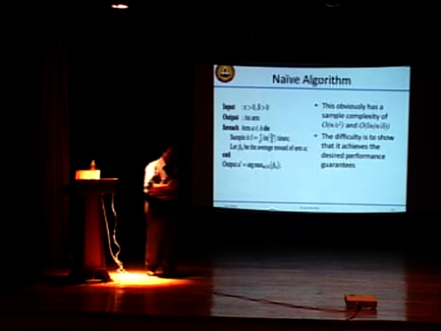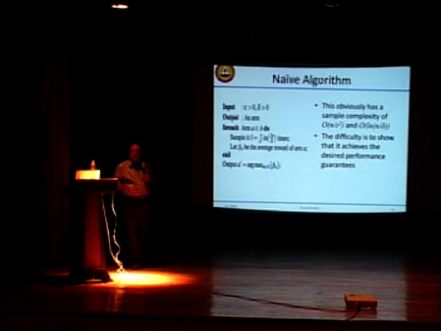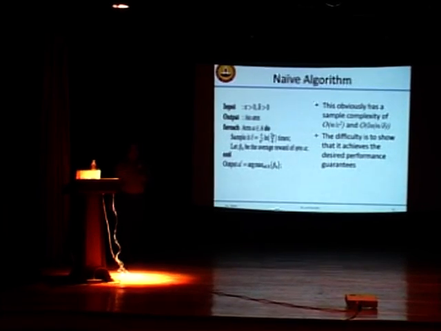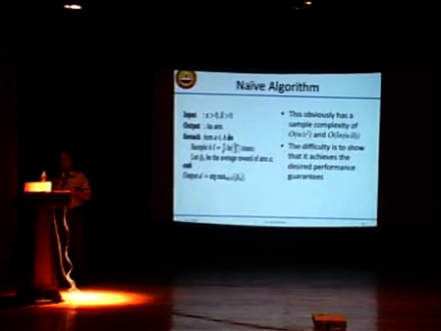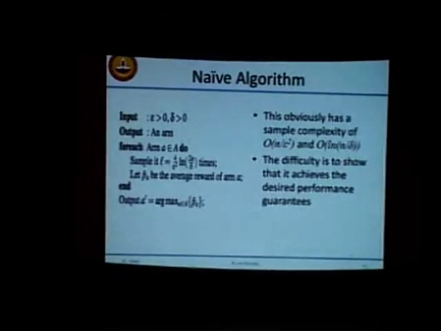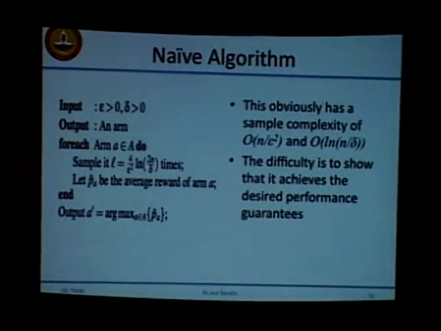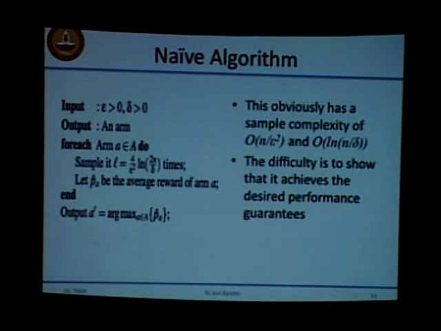Let's start off with a very naive algorithm, which we use as a building block for the median elimination algorithm. So I have n arms. For each arm, I sample it that many number of times. I'm interested in providing some epsilon-delta PAC guarantees. So what I'm saying is, you give me this many samples, and I'll guarantee that with probability 1 minus delta, the reward of the arm I give you will be within epsilon of the best reward.